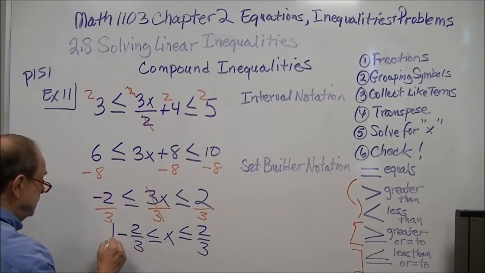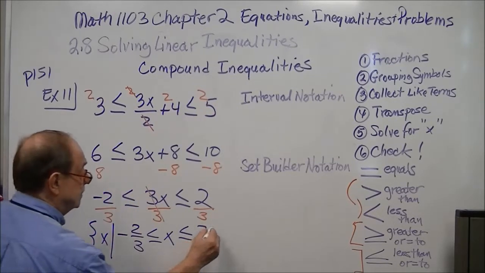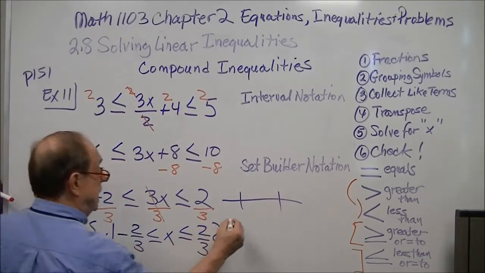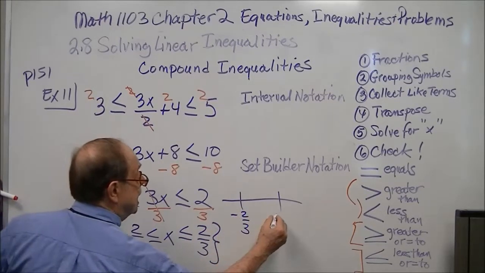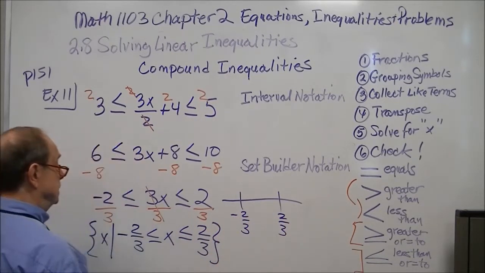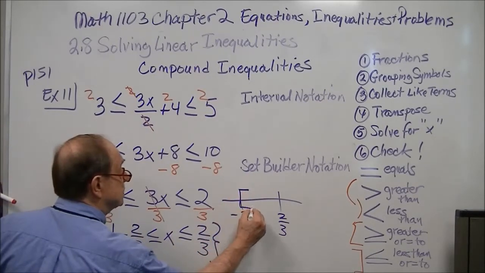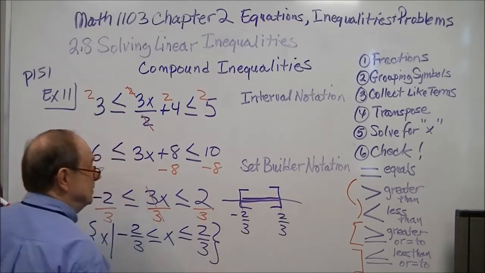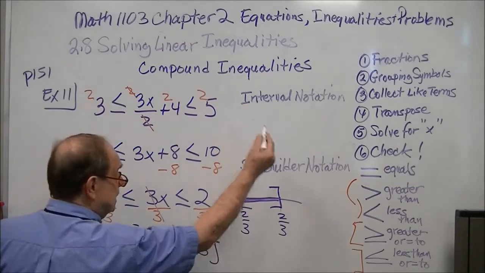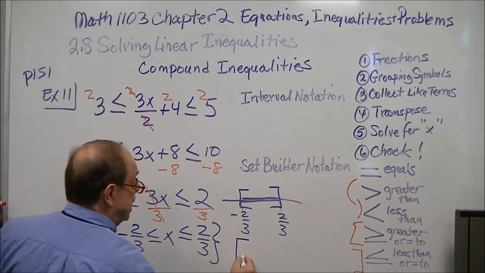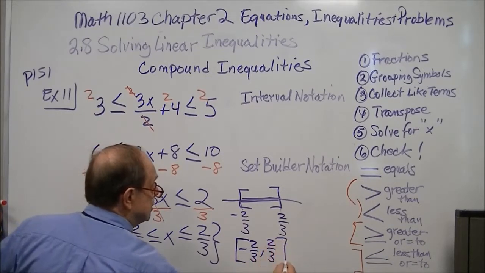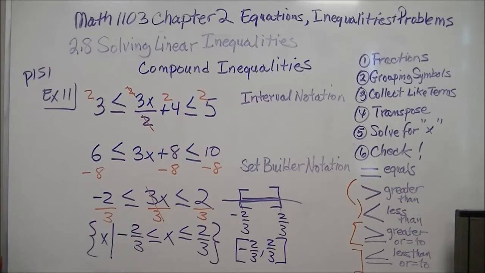In set builder notation, and then to graph it, we're going to have a negative 2/3 there, a positive 2/3 there. We're going to have a bracket this way. And we fill it in. And then interval notation, bracket, negative 2/3, and then 2/3 bracket. Example 11. We have 2 more before we complete the chapter.